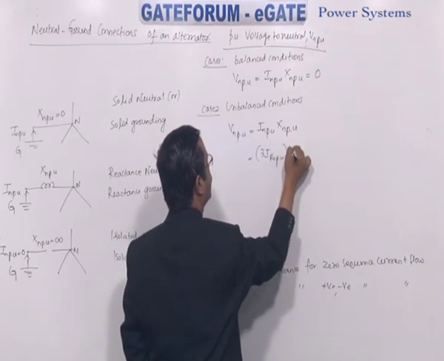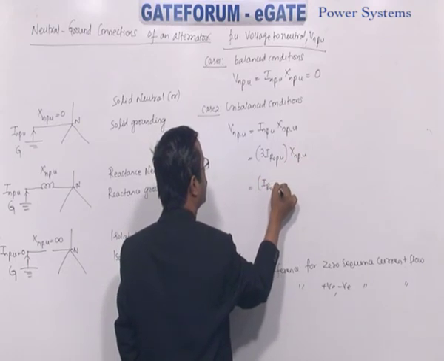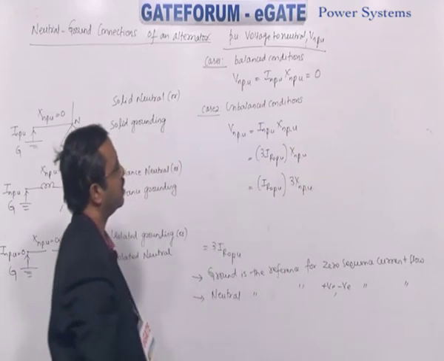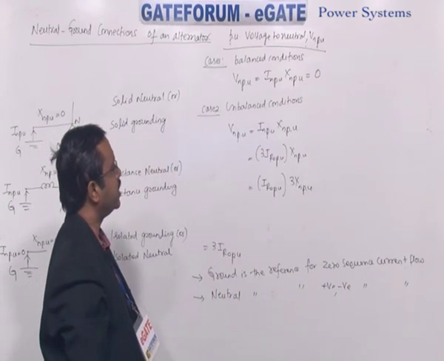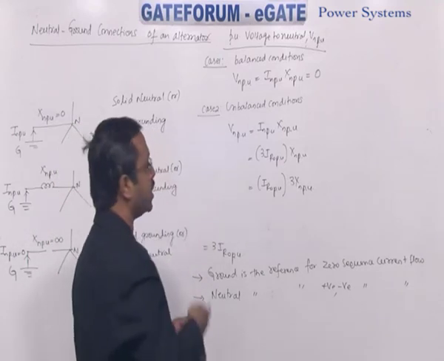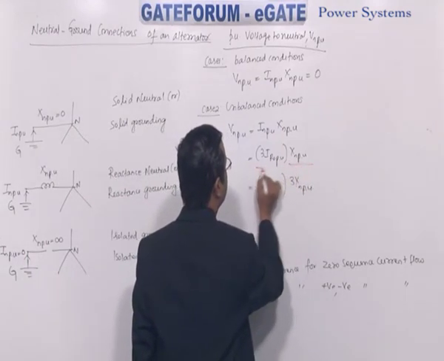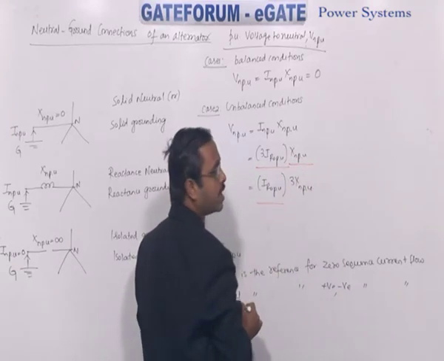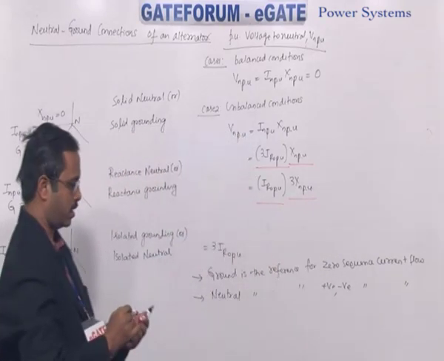3 IR naught. If you take out IR naught, how much you get? 3 Xn per unit. These 2 lines are most important, please. If you write the reactance Xn, mention the zero sequence current 3 IR naught. If you write the zero sequence current IR naught, then mention the reactance 3 Xn per unit.